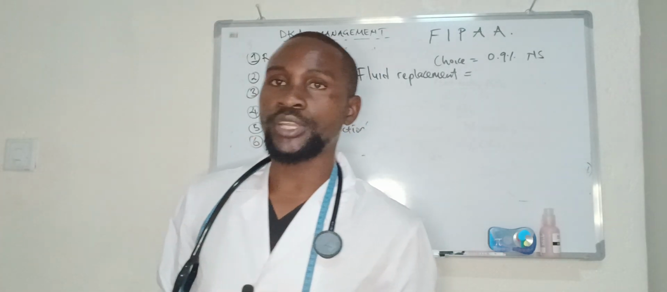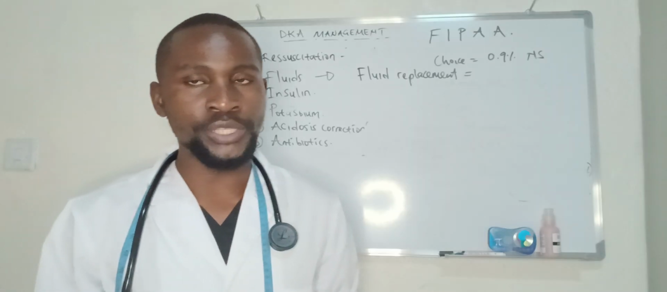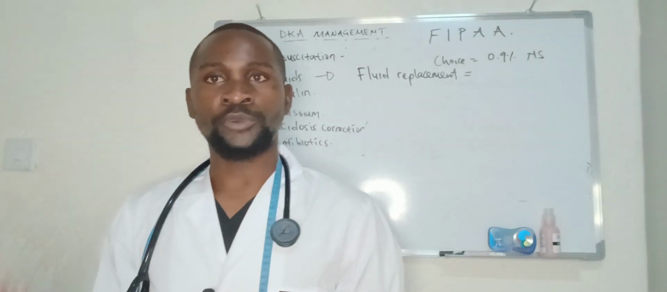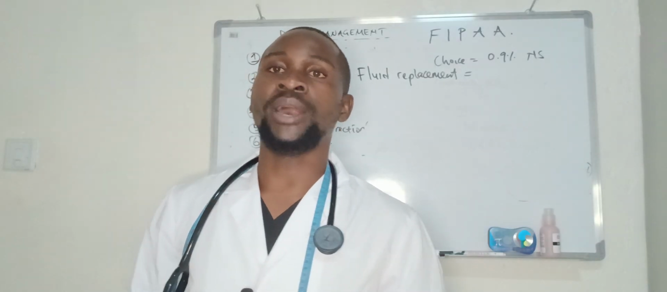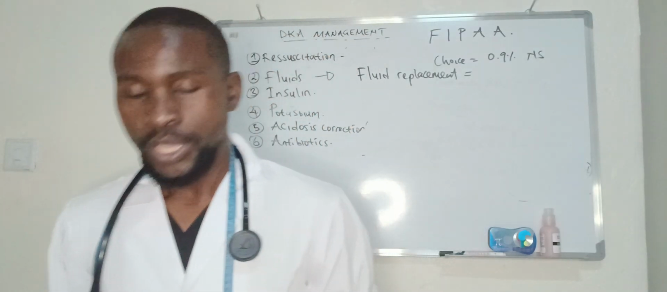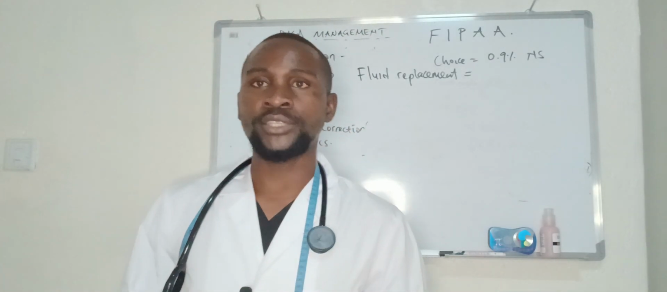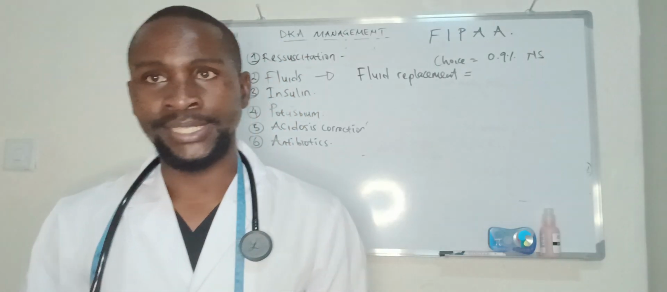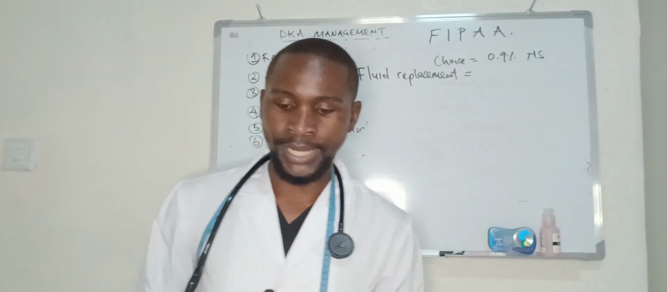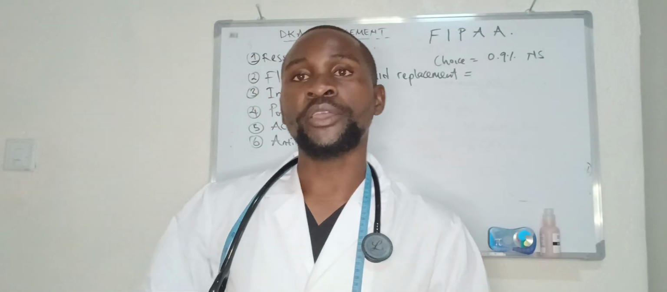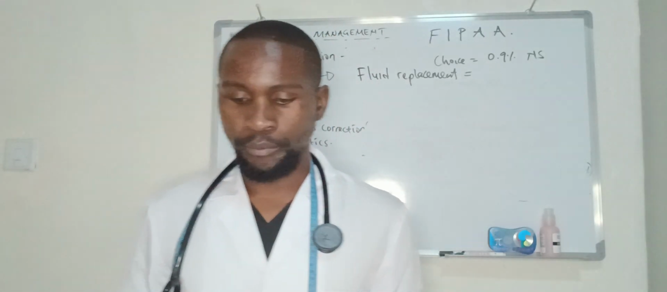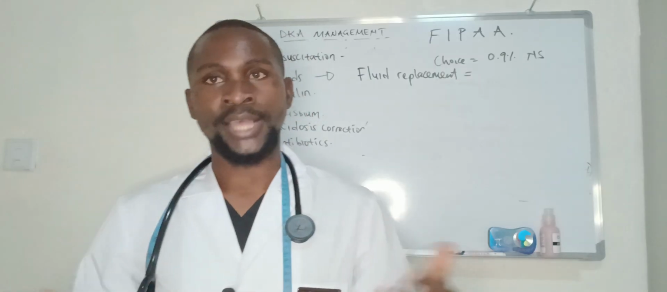Number two, fluids are important because as you lose fluids, you are going to remain with a high osmolarity. And we said in DKA, osmolarity can even be above 290 milliosmoles. So we give fluids to lower plasma osmolarity. The other thing is that we want to reduce vasoconstriction. When we reduce vasoconstriction, we improve perfusion of organs like the kidneys.